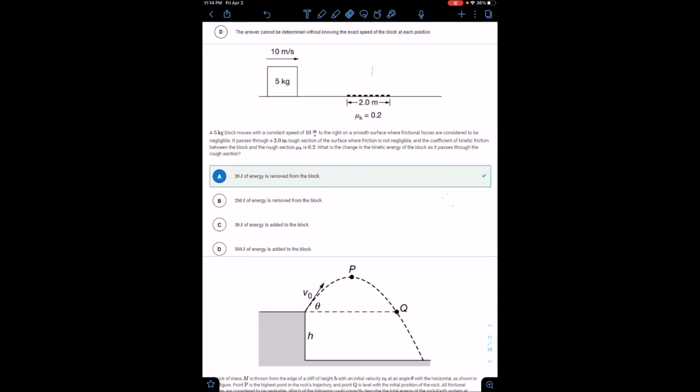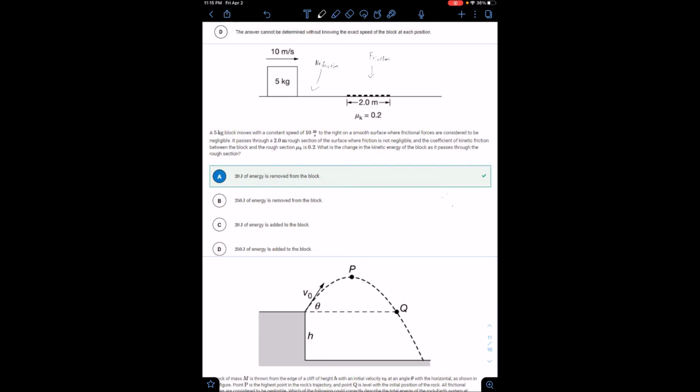Alright, so for this question, a 5 kilogram block moves with a constant speed of 10 meters per second to the right on a smooth surface where frictional forces are considered to be negligible. It passes through a 2-meter rough section of the surface where friction is not negligible, and the coefficient of kinetic friction between the block and the rough section is 0.2. What is the change in the kinetic energy of the block as it passes through the rough section? So, the first thing to observe is that this has negligible friction, so no friction, and that this has friction.